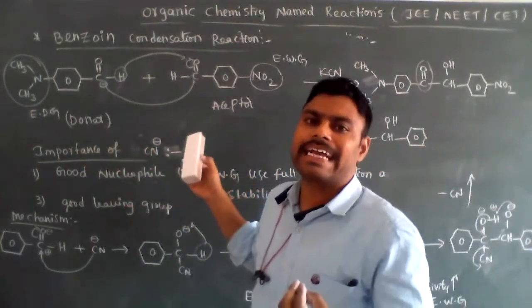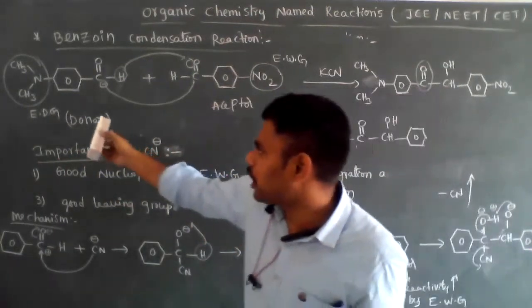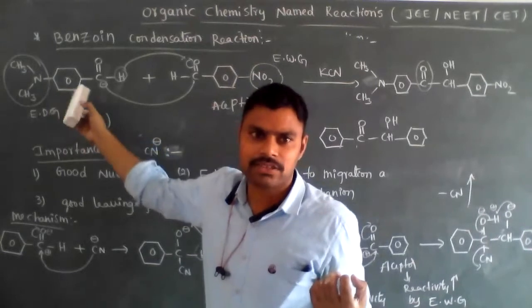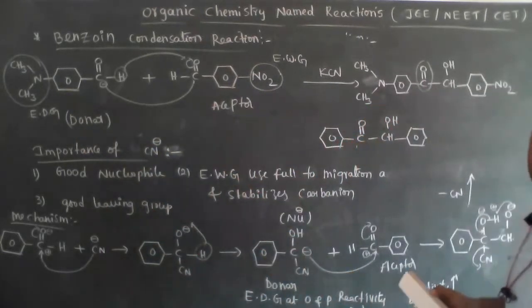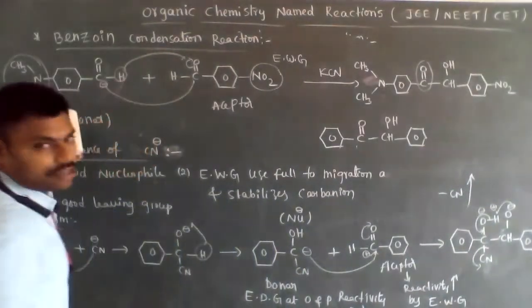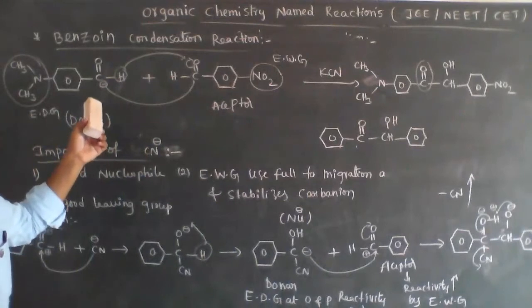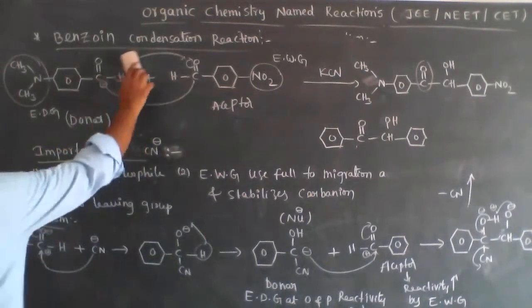So acceptor reactivity is increased in the presence of an electron withdrawing group, and donor reactivity increases in the presence of electron donating groups. That is very important in benzoin condensation. It is very important for advanced level examinations as well as JEE Mains mostly. Okay, students. See next.